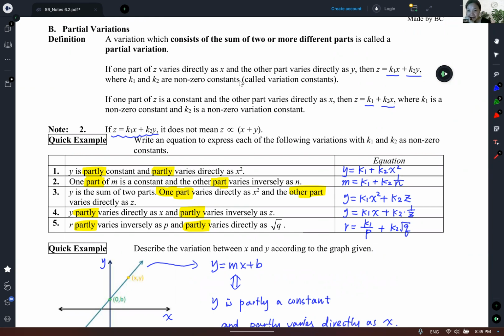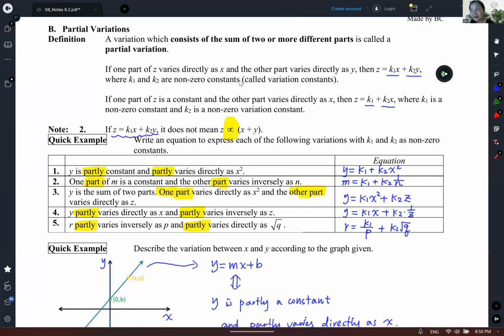I should also mention that the variation symbol cannot be used to describe partial variation, because it's one part, the other part. I don't see we use this symbol too much in this one. We don't use it anymore. Difficult to use the symbol. So that's it. That's it.